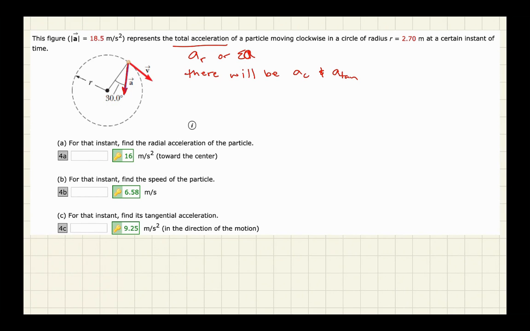a centripetal acceleration, some component directed towards the center of the circle, and some tangential acceleration here. We're given the acceleration vector as well as the angle, so we can break that down into its components. One component directed towards the center will be the centripetal acceleration, and the tangential acceleration will be the component directed tangent to the circle. So we could say AC, or the radial acceleration as they refer to it here, is going to be A times cosine theta. And that's going to be my answer to 4A.